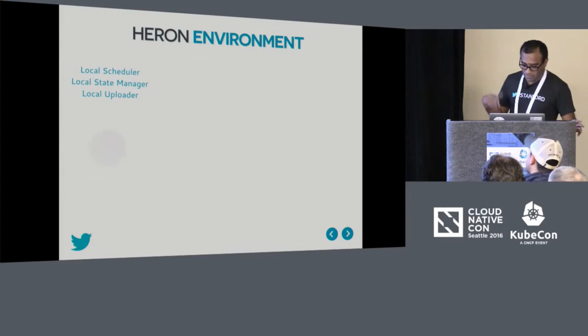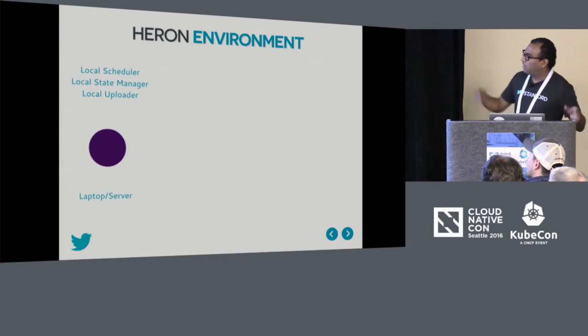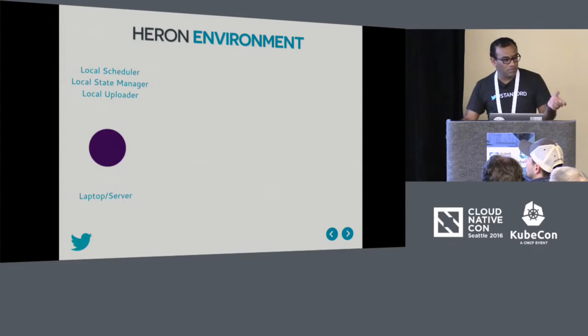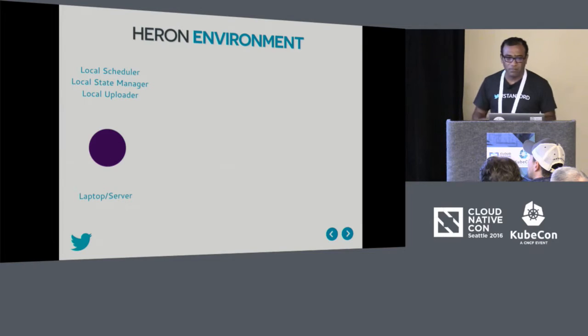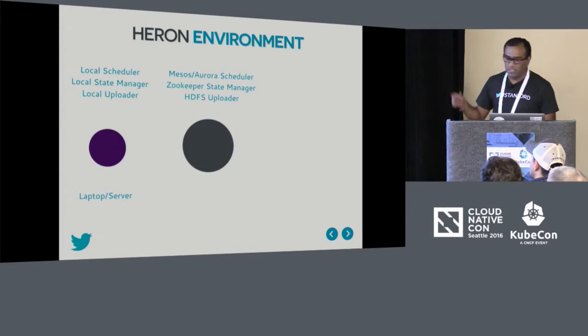So Heron actually runs in our development environments. We have this notion of a local scheduler, which we wrote so that it can run on a single laptop. And we have the notion of an uploader, where the jars and the other job execution code have to be uploaded. That also uses a local file system, and that's our primary development environment. And Mesos/Aurora is for testing also. We use Zookeeper, and we test it with the HDFS uploaders, where you upload the job to HDFS.